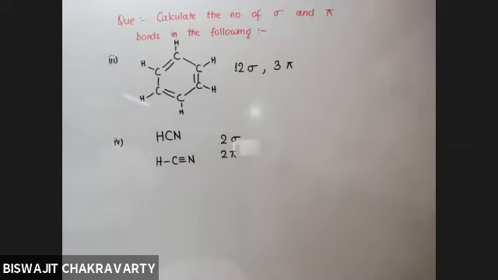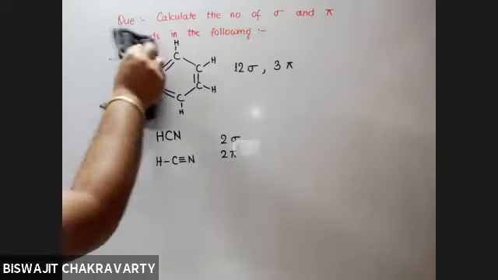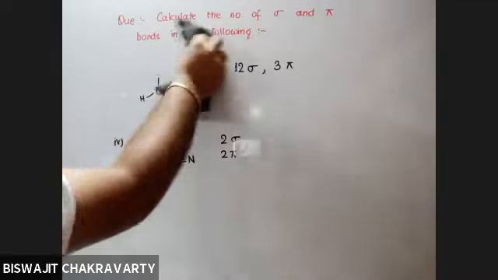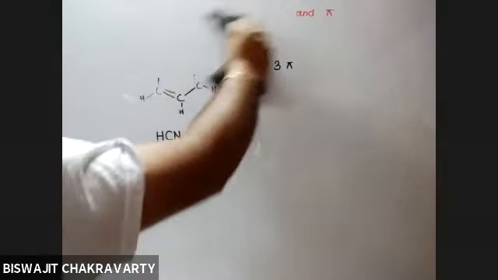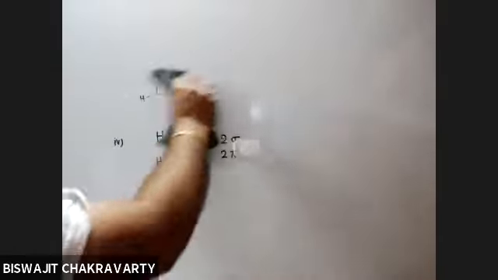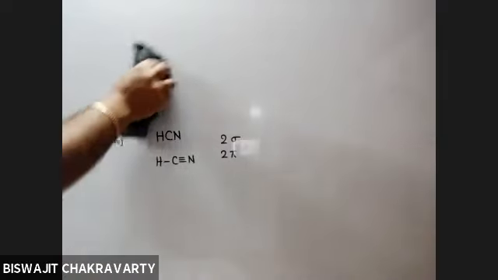Without sigma bond, pi bond formation is not possible, but without pi bond, sigma bond is possible. So that has to be taken care of. Second point of difference: sigma bond has greater extent of overlapping, therefore it is a stronger bond. Pi bond has poor extent of overlapping, so it is a weaker bond.